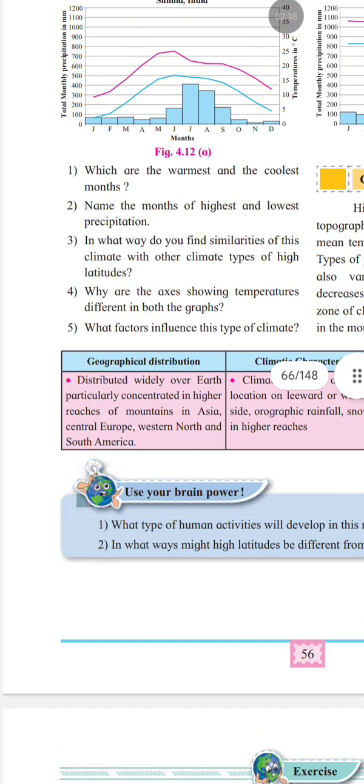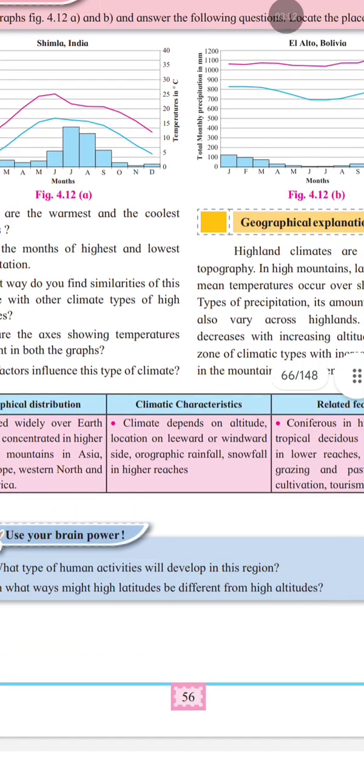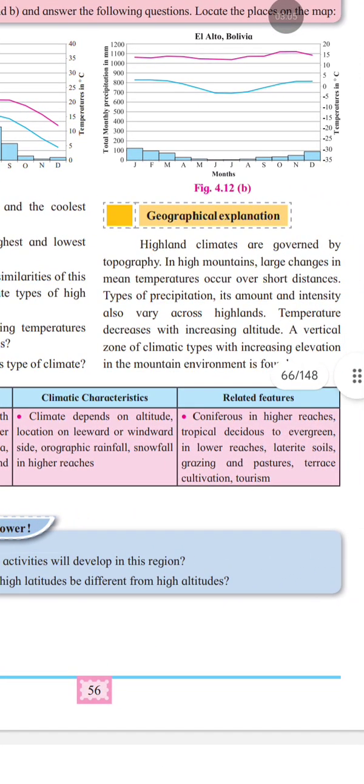Fifth question is what factors influence this type of a climate? So the main factors are altitude, mountain height, direction, location on the windward or leeward side, and precipitation. Higher altitude generally results in lower temperature and more snowfall. So let's begin with the geographical explanation.